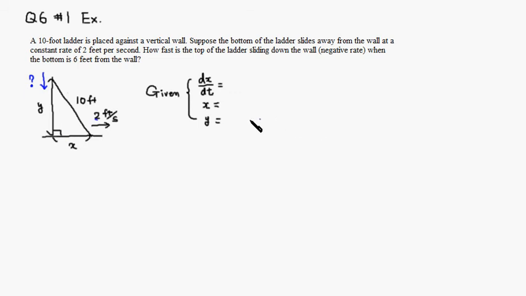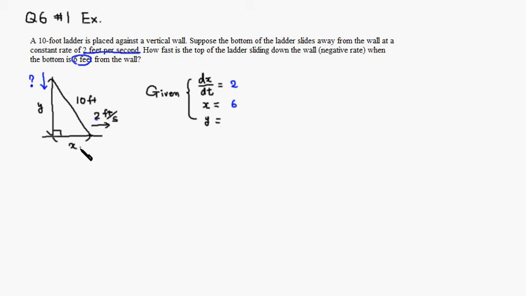All right, so let's write down what we already know. What's given: it says a constant rate of 2 feet per second. So this is the rate of change of x with respect to time, dx over dt, which is going to be 2. And x, let's see, how fast is the top of the ladder when the bottom is 6 feet away from the wall? So x would be 6 at this moment.